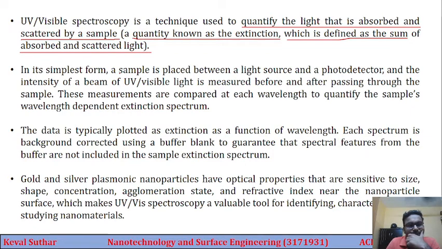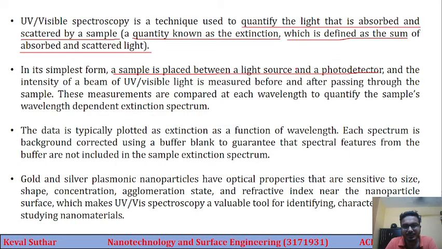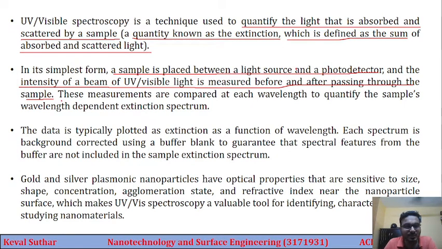In its simplest form, a sample is placed between the light source and the photodetector. As you can see, the sample is arranged between the light source and the photodetector, and the intensity of the beam of ultraviolet or visible light is measured before and after passing through the sample. So here the intensity is measured two times. First is before passing through the sample, and second is after passing through the sample. And these measurements are compared at each wavelength to quantify the sample's wavelength dependent extinction spectrum.